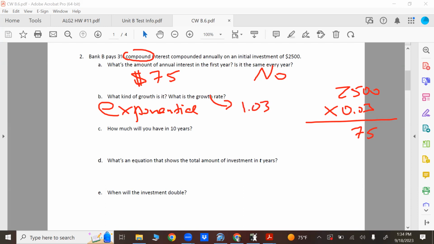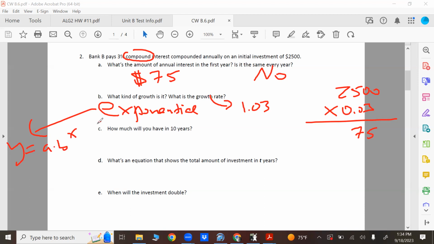The reason why I didn't multiply by 1.03 this way is I just want to find the interest, right? But why did you do 1.03? Because you wanted to get the previous amount plus the interest. Okay, so the equation is this, guys: y equals a times b to the x power.